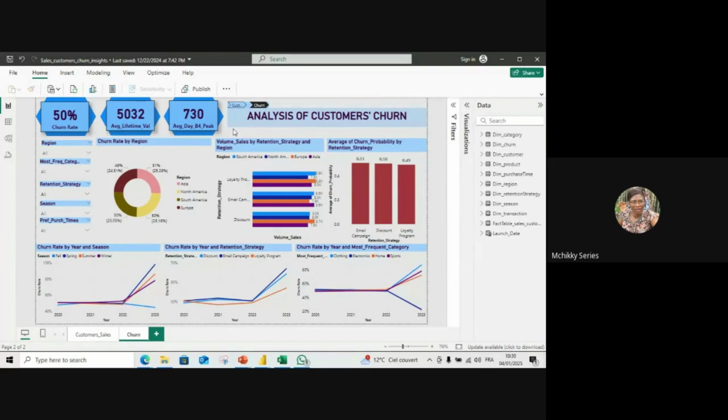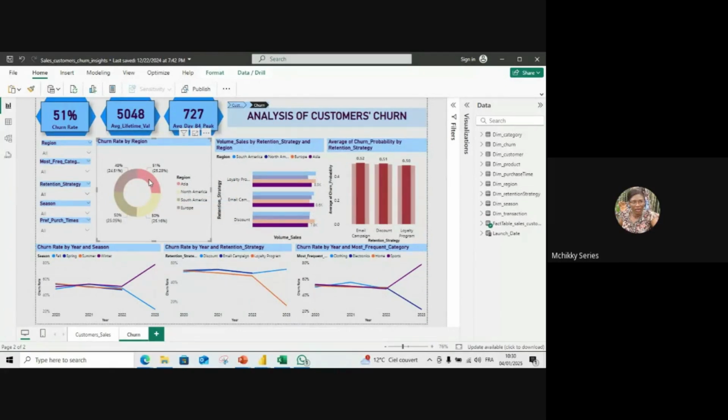Then the average days before the peak sale is like 730, which is like 2 years plus when you convert it to days. So it's a whole lot. They need to work more on their strategy to retain more customers. Then here, when you look at the churn rate per region, you see that the highest is in Asia. They have probability that 4% of their customers will leave.